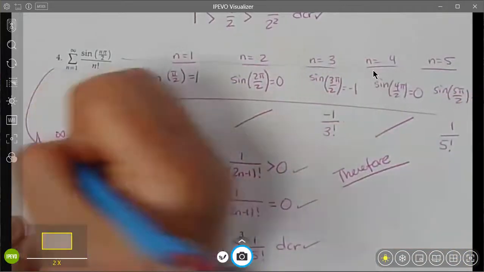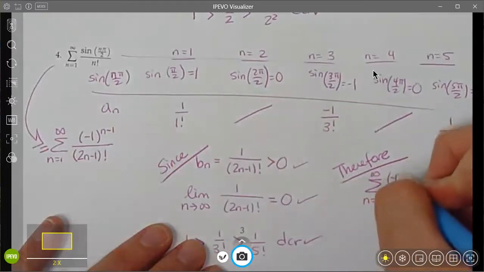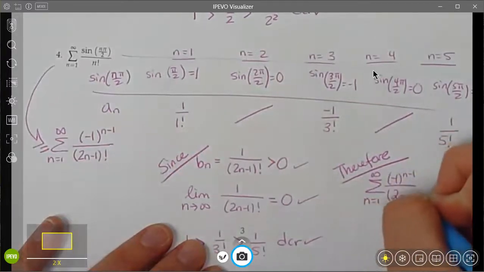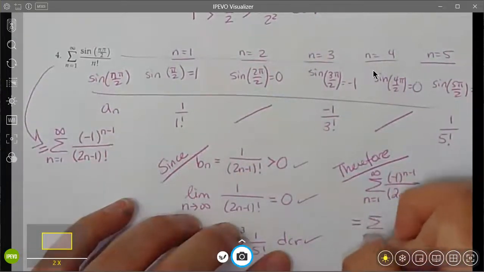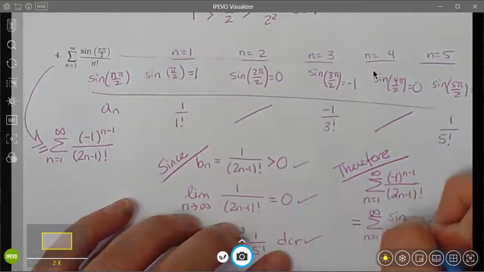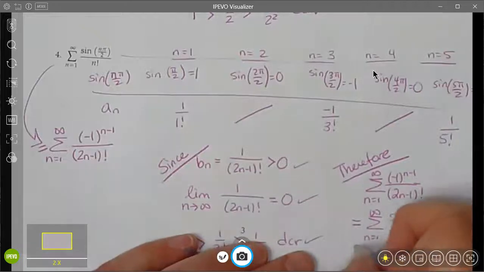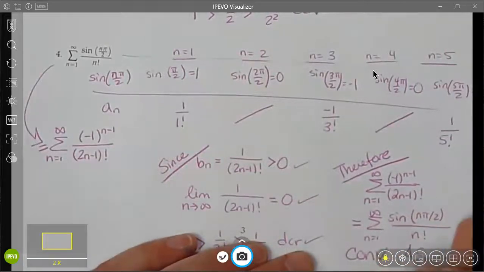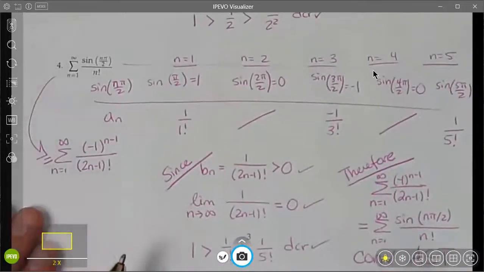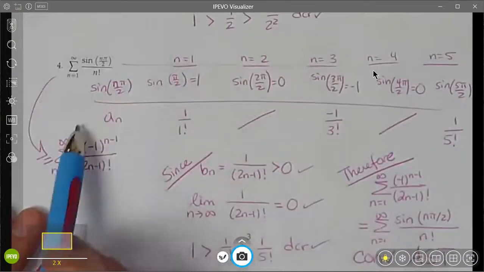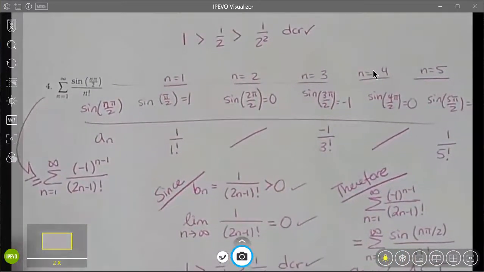Okay, so therefore the sum n equals 1 to infinity of negative 1 to the n minus 1 over (2n minus 1) factorial, which is equal to the sum n equals 1 to infinity of sine of n pi over 2 over n factorial, converges by AST. Okay, so this is definitely a little more complicated. I might give you one like that on the homework. Most of them are going to be like the ones you saw earlier, but I do want you to see this trick so you can start to see ways that we can manipulate these series or use these series differently.